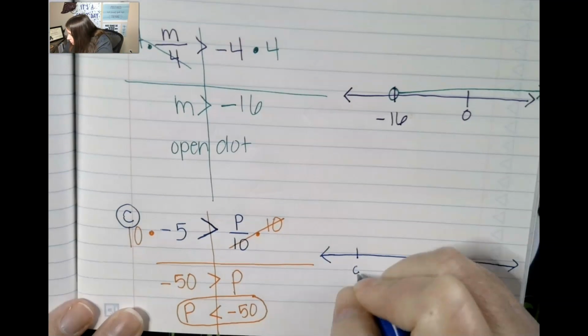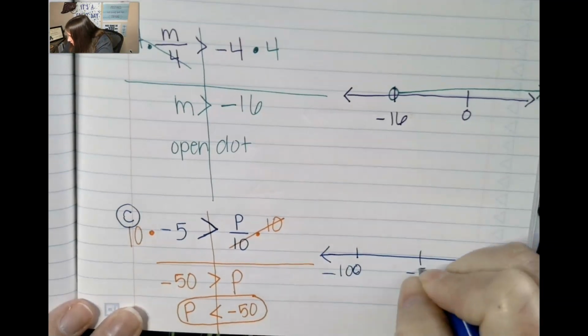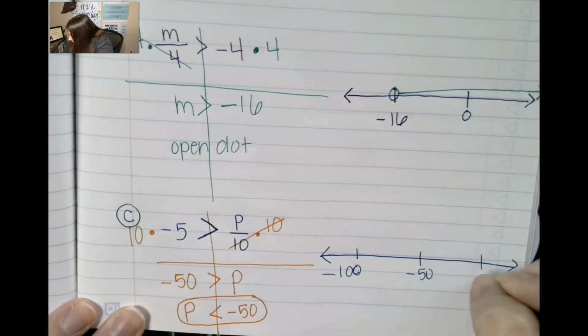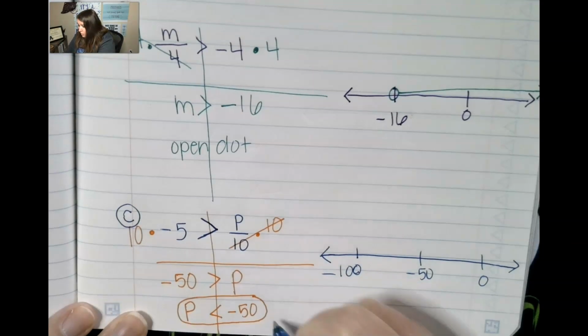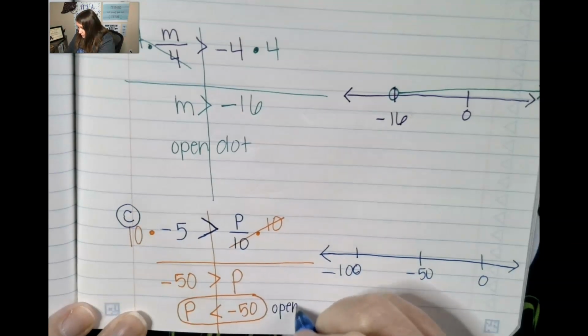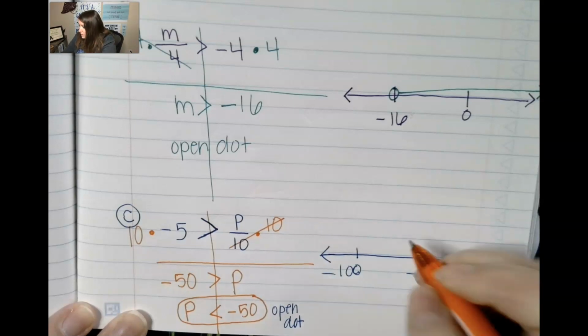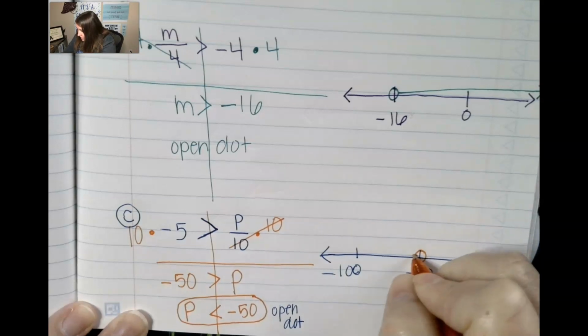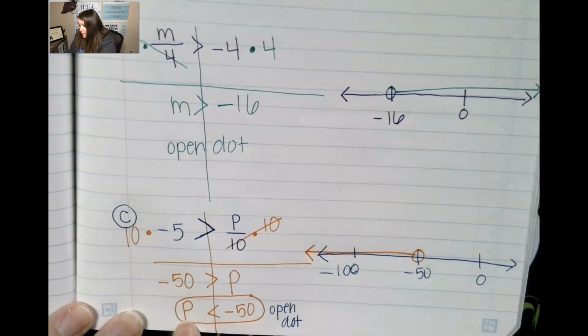Let's say this is 100, -100, -50, and 0. This is going to be an open dot because there is no line underneath. So I'm going to put an open dot at -50 and draw my line going less than. So P is less than -50.